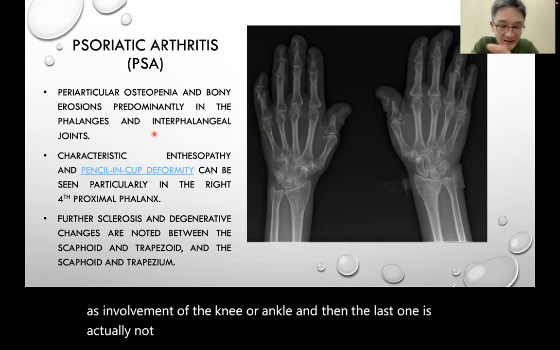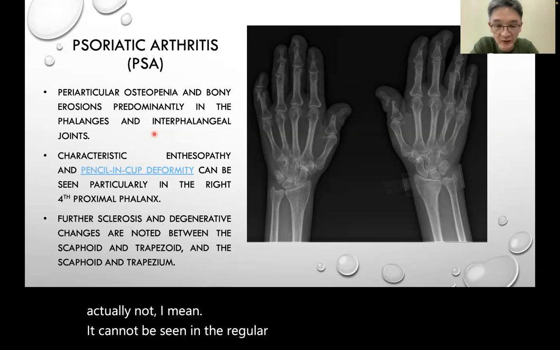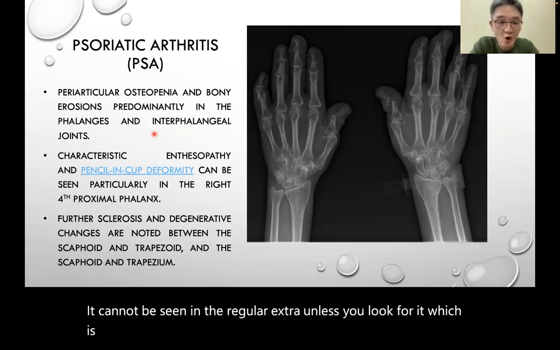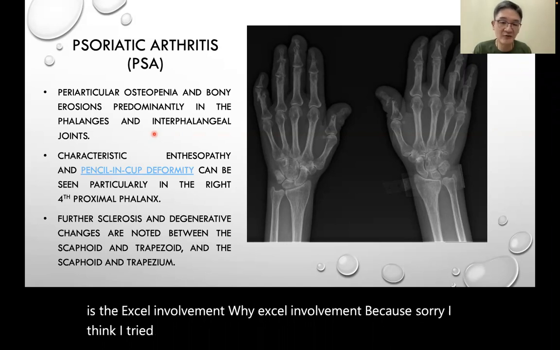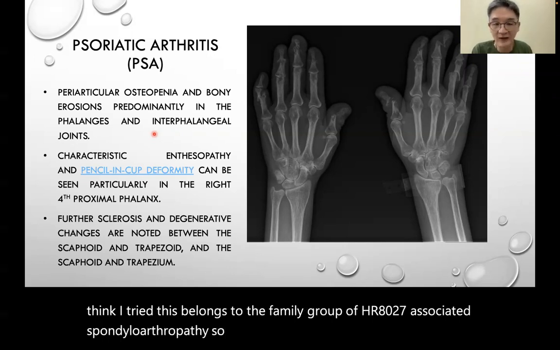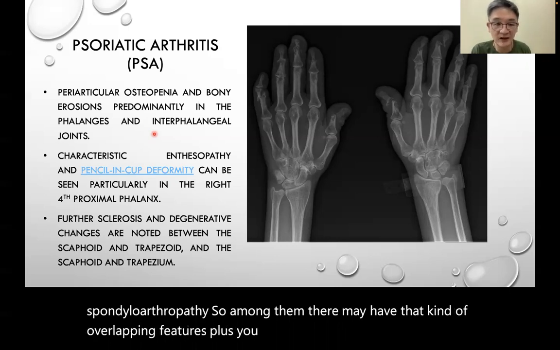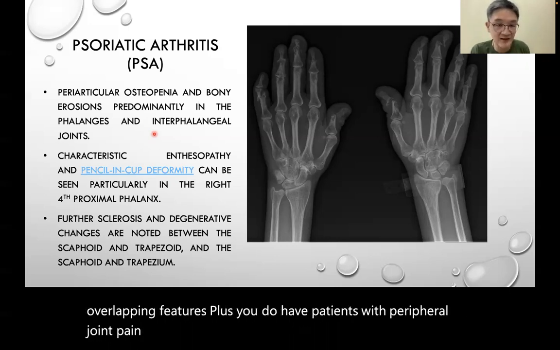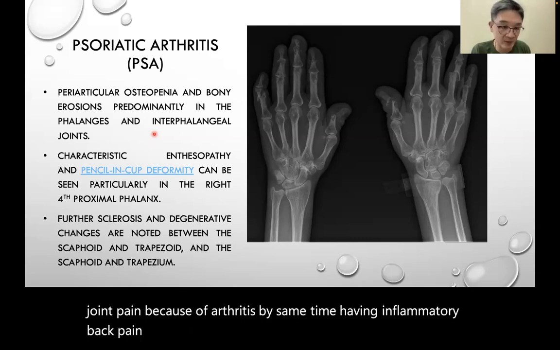you cannot see it on the regular X-ray unless you look for it, which is the axial involvement. Why axial involvement? Because psoriatic arthritis actually belongs to the family of HLA-B27 associated spondyloarthropathy. So among them, they may have overlapping features. Thus, you do have patients with peripheral joint pain because of psoriatic arthritis, but at the same time having inflammatory back pain because of the axial joint involvement.